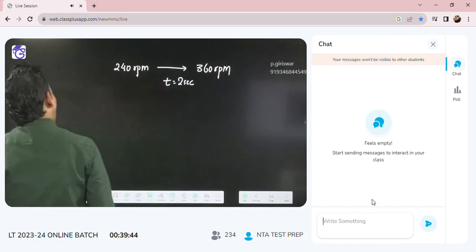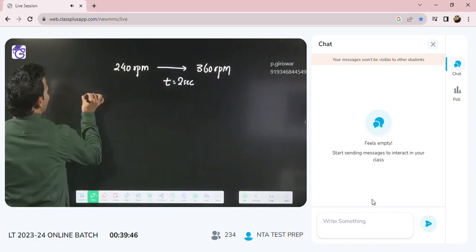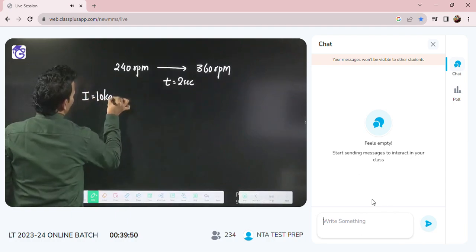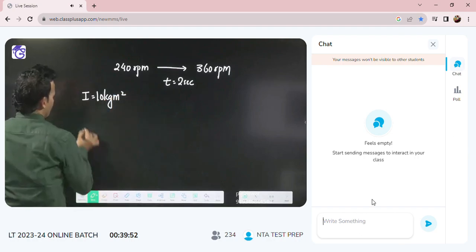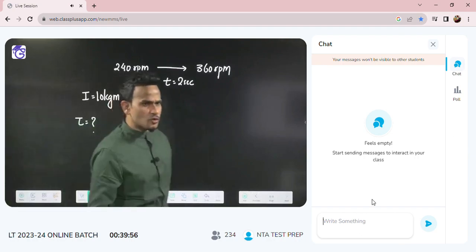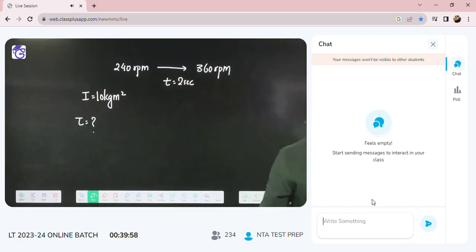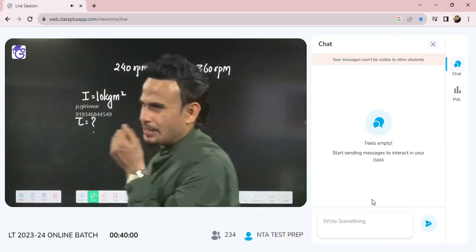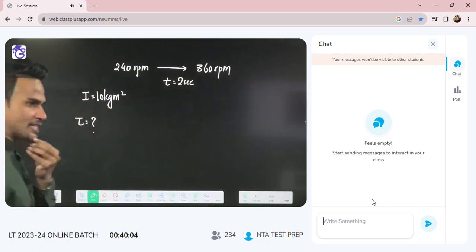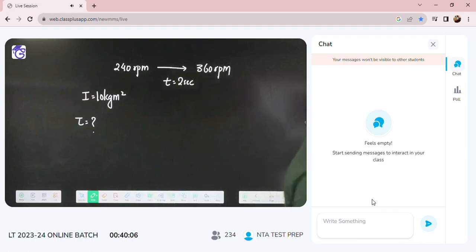If its I is 10 kg meter square, find torque.